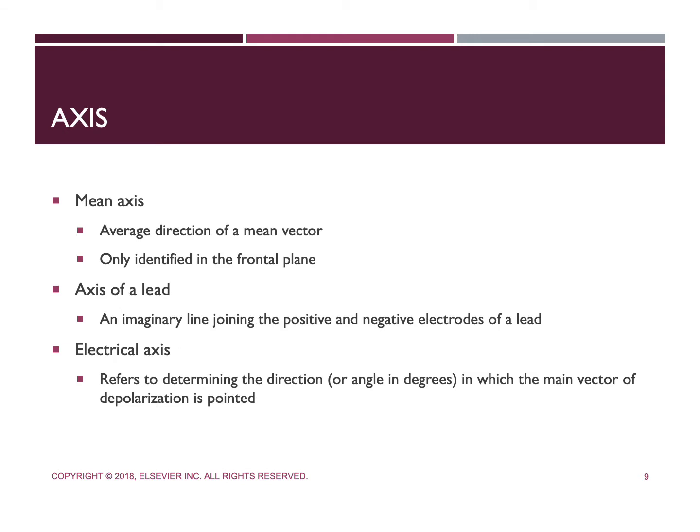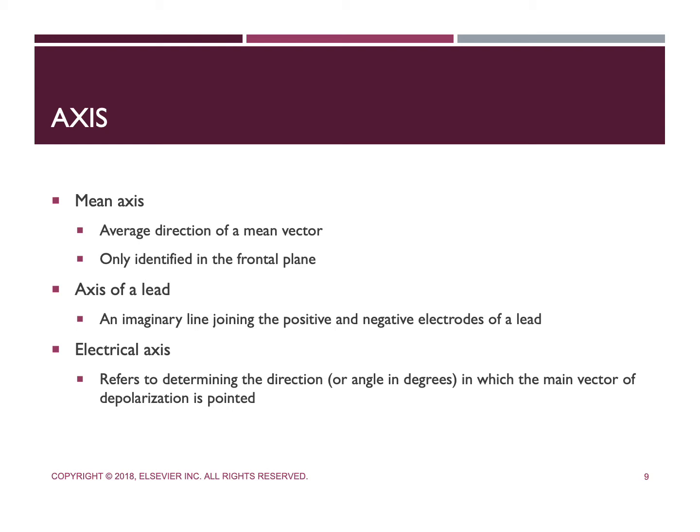Now we're going to touch base on what an axis is. So the average direction of a mean vector is called the mean axis and is only going to be identified in the frontal plane. An imaginary line joining the positive and negative electrodes of a lead is called the axis of the lead. So once again, an imaginary line that's joining the positive and negative electrodes of a lead is going to be called the axis of the lead.